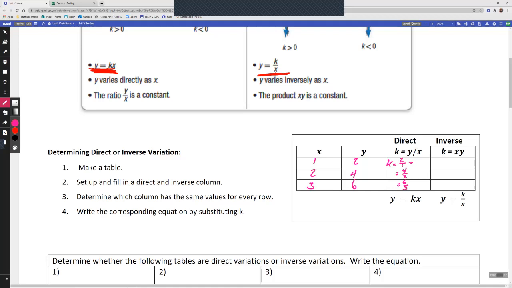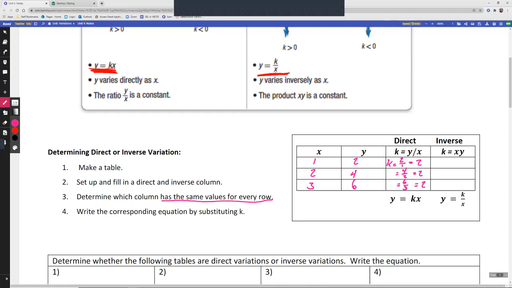All right. When we do 2 over 1, we get 2. 2 divided by 1 is 2. That's pretty simple. When we do 4 over 2, once again, we get 2. And then when we do 6 over 3, once again, we get 2. Now look, this is it. It says determine which column has the same values for every row. That's the important part. That means that variance factor, that K value is the same. It's not going to change.